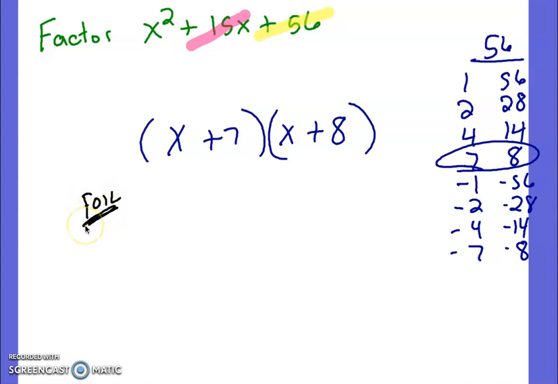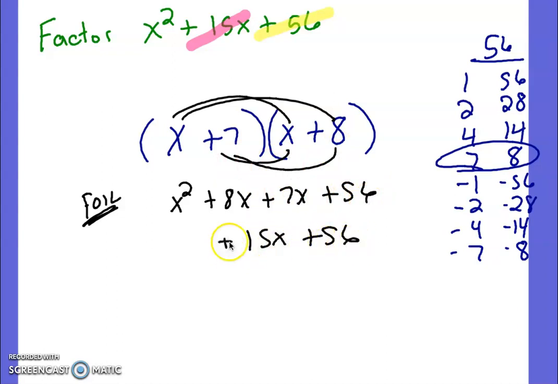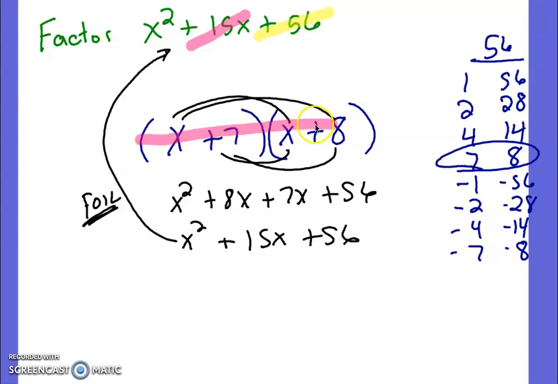But if I wanted to check it, I can FOIL that. X times x, x times 8, 7 times x, and 7 times 8. And notice that's exactly what I started with. So my answer is correct, x plus 7 times x plus 8.